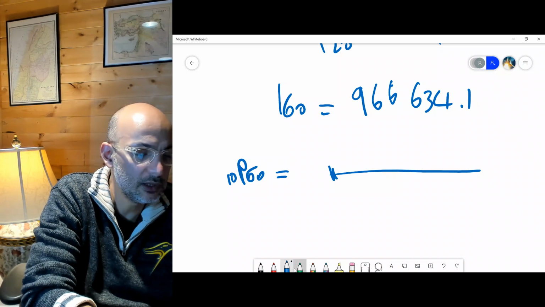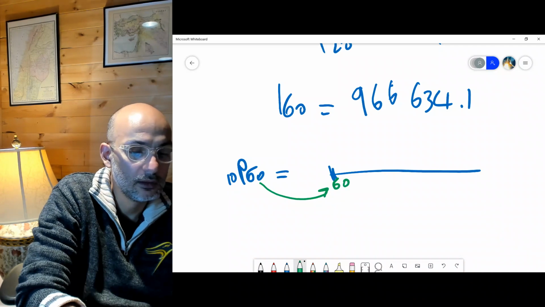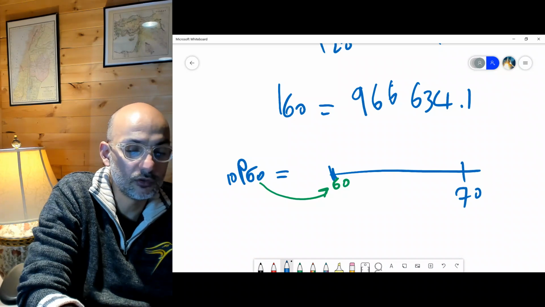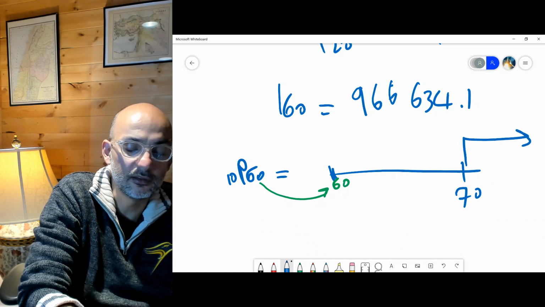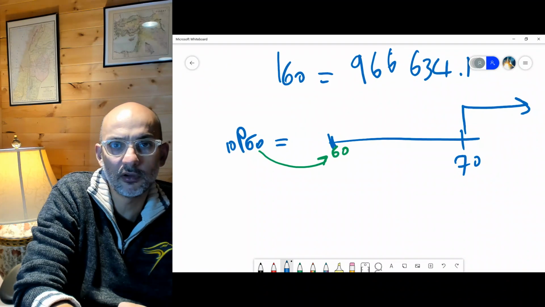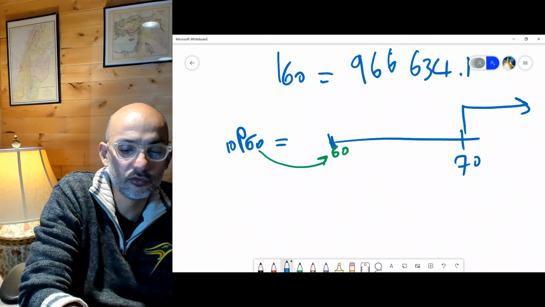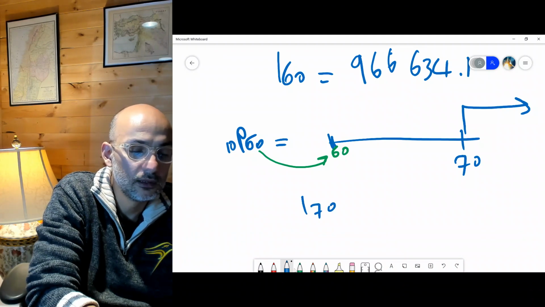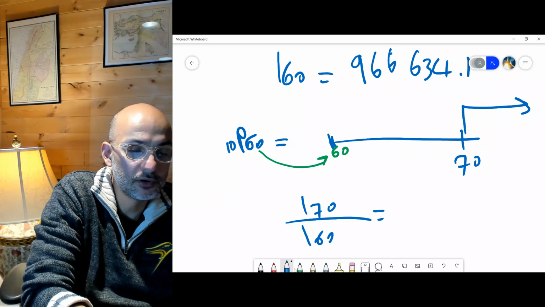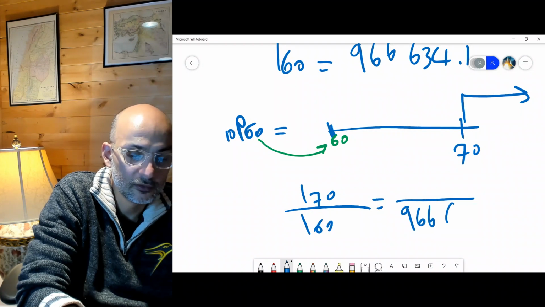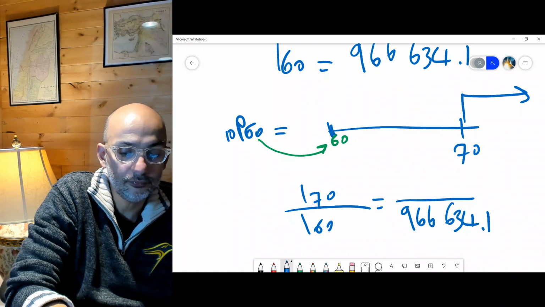So remember that we are at age 60 and we want to see what happens at age 70. What we are interested in is the survival rate, for a person selected at random from age 60, what is the probability that he or she will survive? So simply we take the cohort who survived, L70, and divide it by L60. We already looked at L60 just here, right? It's 966,634.1. Let's look at L70.